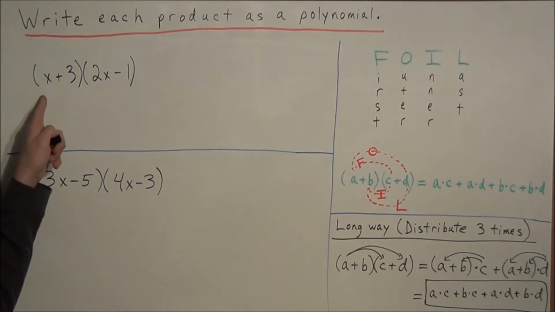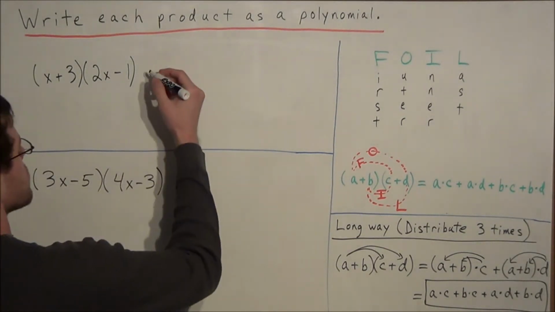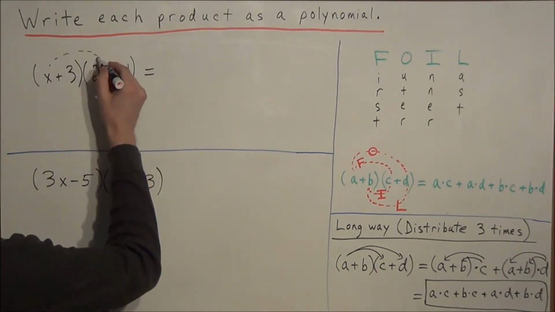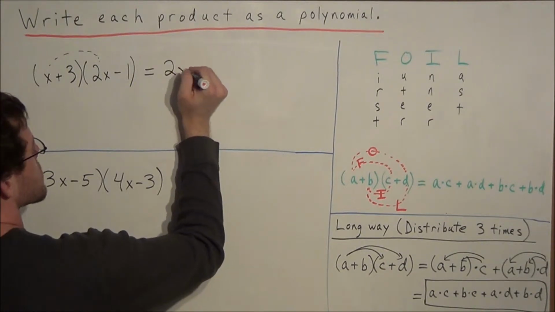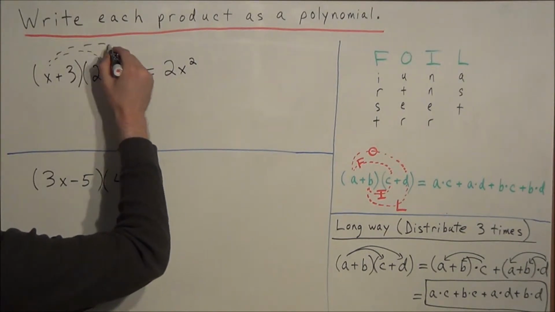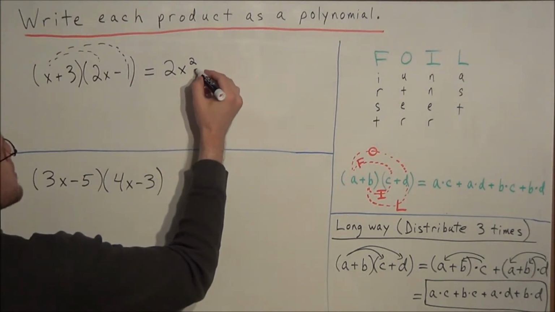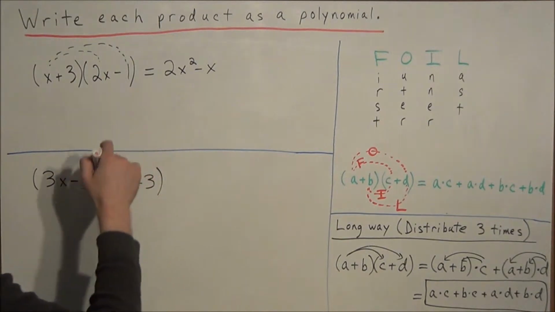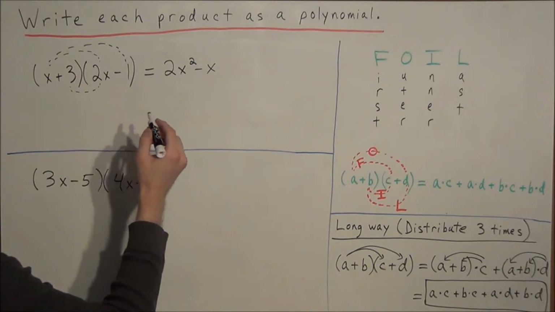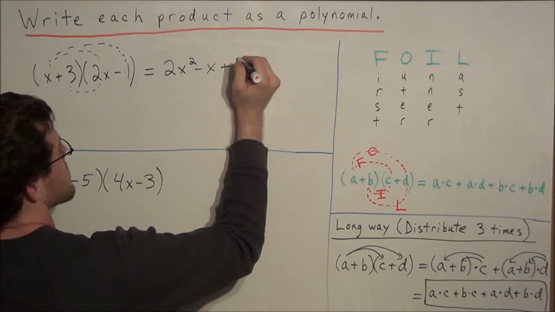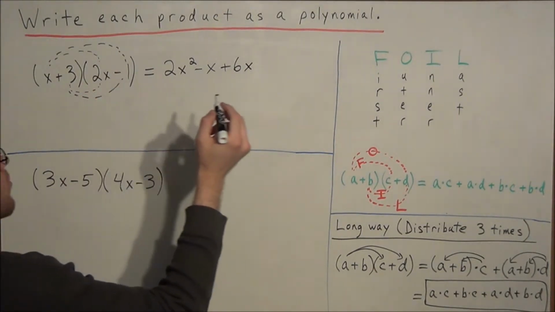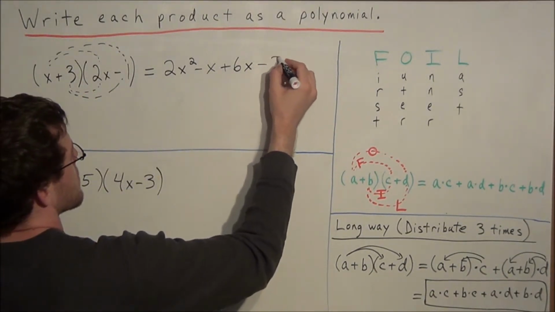We have x plus 3 times 2x minus 1. Using the FOIL method, we can multiply the first two terms. So we have x times 2x is 2x squared. Now we're going to multiply the outer terms. So we have x times negative 1 is a negative x. Now we multiply the inner terms. So we have positive 3 times positive 2x is a positive 6x. And finally we have positive 3 times negative 1 is a negative 3.